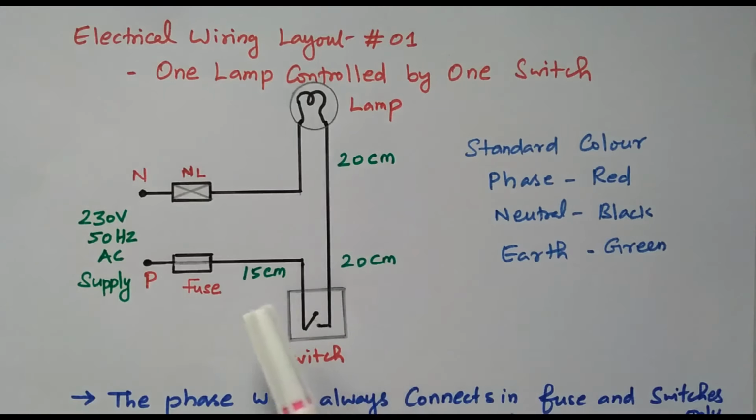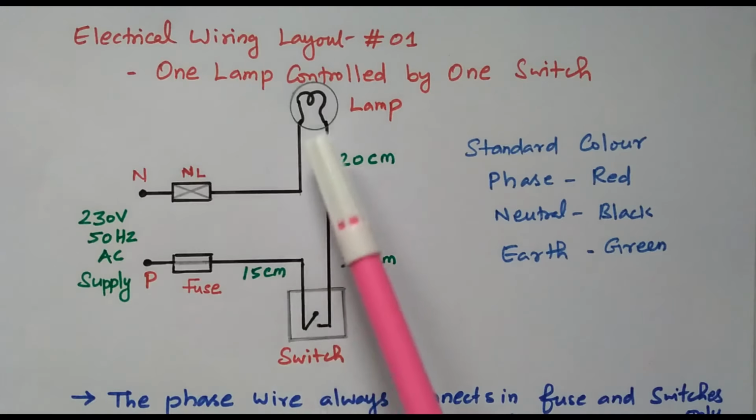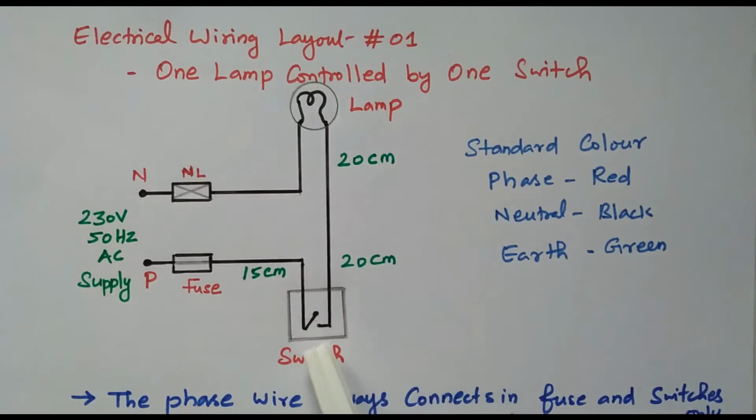So the main requirement is that neutral is connected directly, and phase is connected through the fuse and switch. By controlling the switch, we can control the glow of the lamp. We can turn the lamp on and off by using the switch.